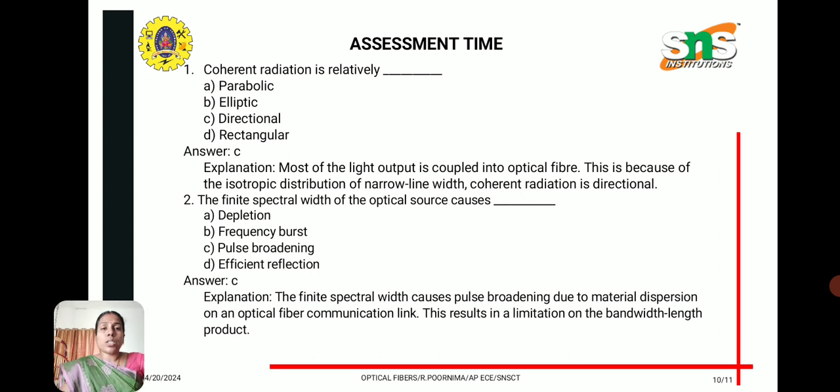The second one: the finite spectral width of the optical source causes pulse broadening. The finite spectral width causes pulse broadening due to material dispersion in an optical fiber communication link. So this results in a limitation on the bandwidth length product.